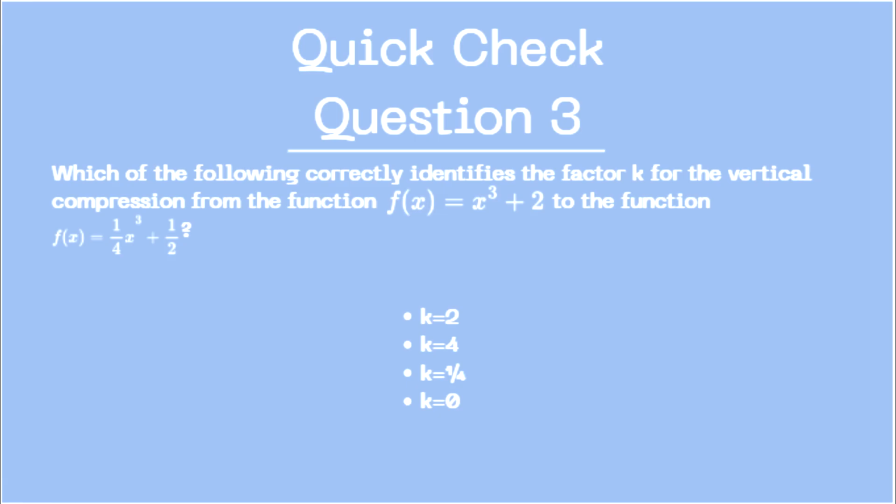Here's quick check question number 3. Which of the following correctly identifies the factor k for the vertical compression from the function? This is your original function, f of x equals x cubed plus 2, to the function is changing to here. And it wants to know what the value of k is. So don't get distracted by anything else. What is the value of k? And select the correct answer. Ignore this. Ignore this.